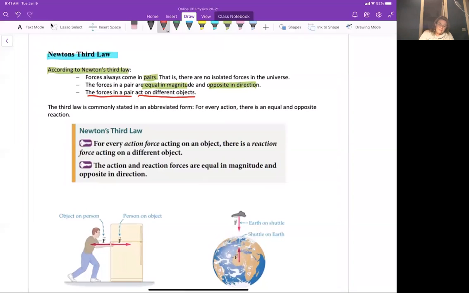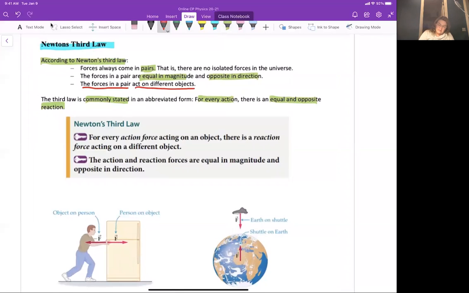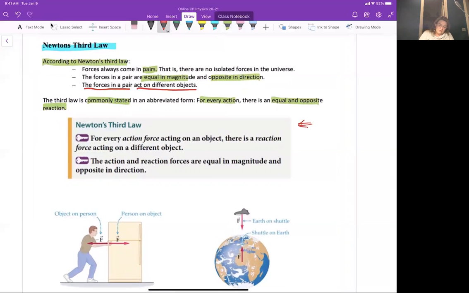So the third law is very commonly stated: for every action, there is an equal and opposite reaction. And this is how your book presents this third law. Again, for every action force acting on an object, there is a reaction force acting on a different object. Notice the different object. The action and reaction forces are equal in magnitude, but they are opposite in direction.